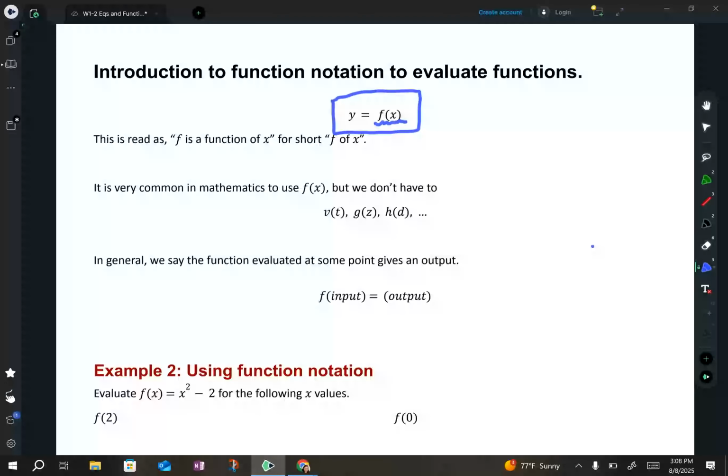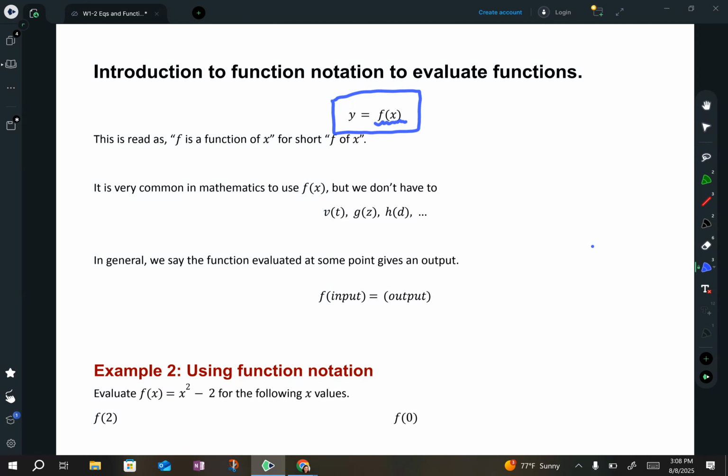We don't always have to use f. We can use other variables. We could use v of t, g of z, h of d. Most of the time we use f of x, or lots of times we use f of t. T is a very common independent variable as well. And in general, we say f of some input gives some output.